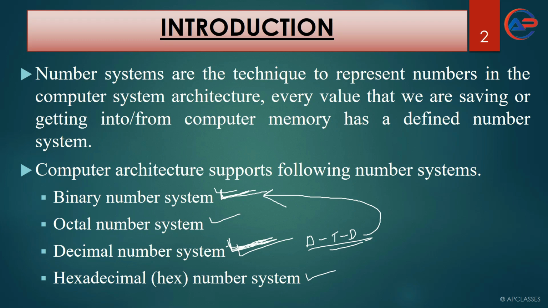Binary number system we have to learn. The reason is we have to know how the decimal numbers are getting converted to binary numbers. So in future when you go for higher studies, it will help you a lot. The reason is in future you are going to design a computer system, you are going to design a computer architecture. You have to know the pros and cons of each and everything.